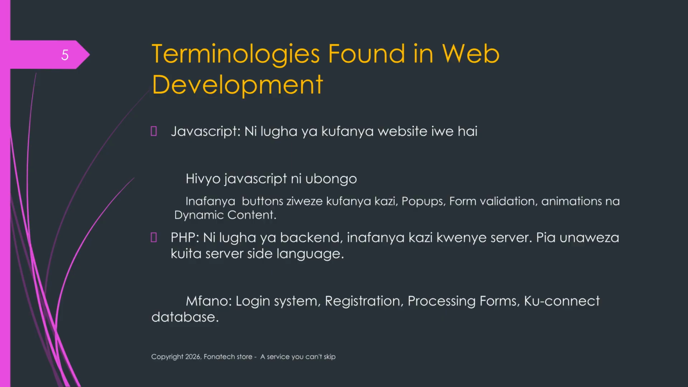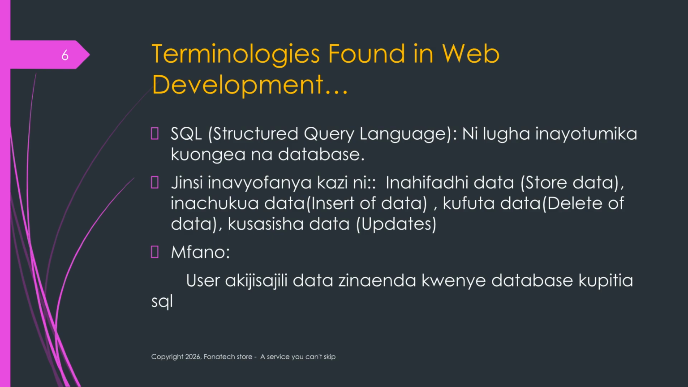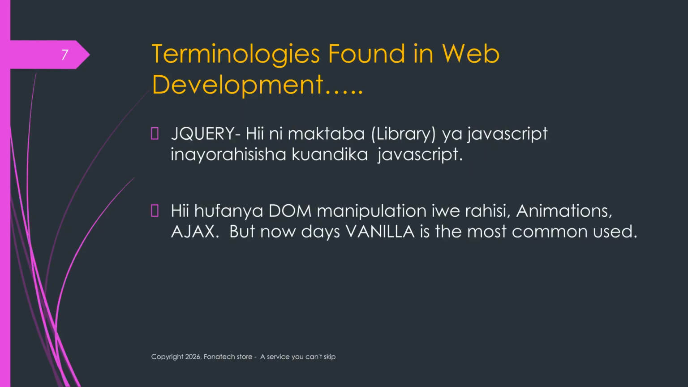PHP is a backend or server-side language, handling functions like login systems, form processing, and database connections. SQL, or Structured Query Language, is used to communicate with the database. It handles storing, inserting, deleting, and updating data, such as when a user registers on a site. jQuery is a JavaScript library that simplifies writing JavaScript, making DOM manipulation, animations, and AJAX easier. However, vanilla JavaScript is more commonly used nowadays.